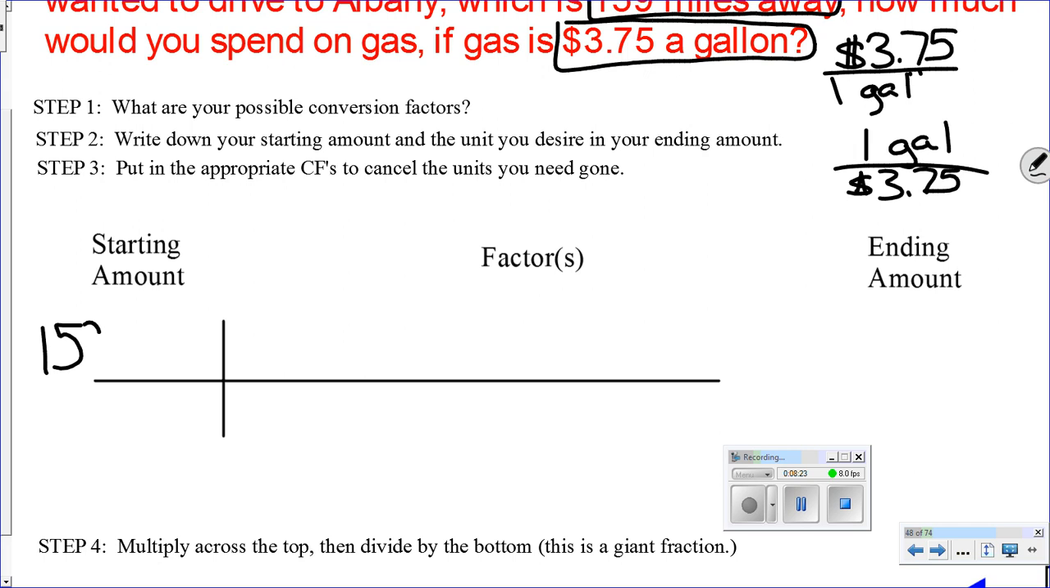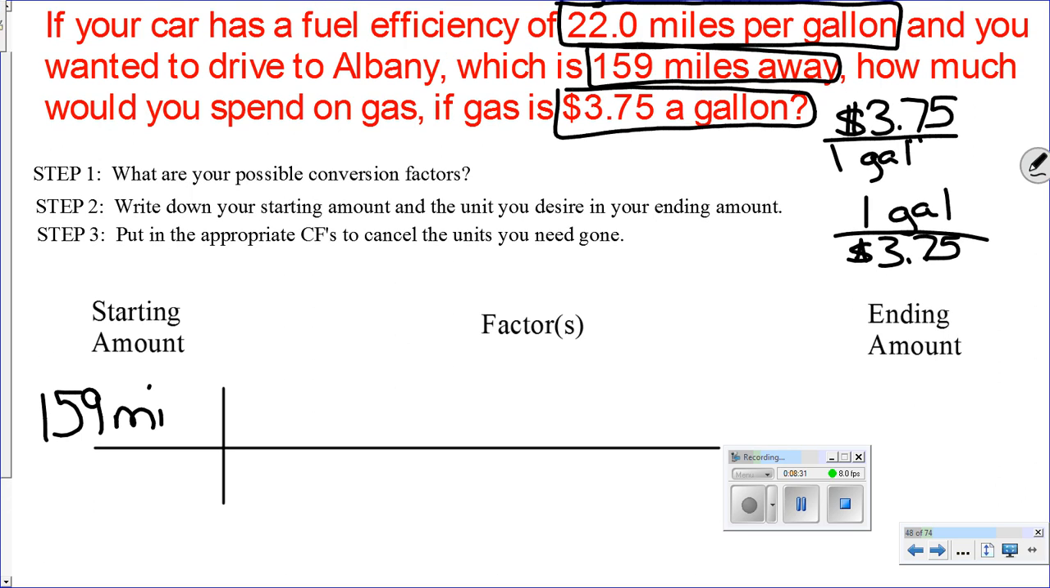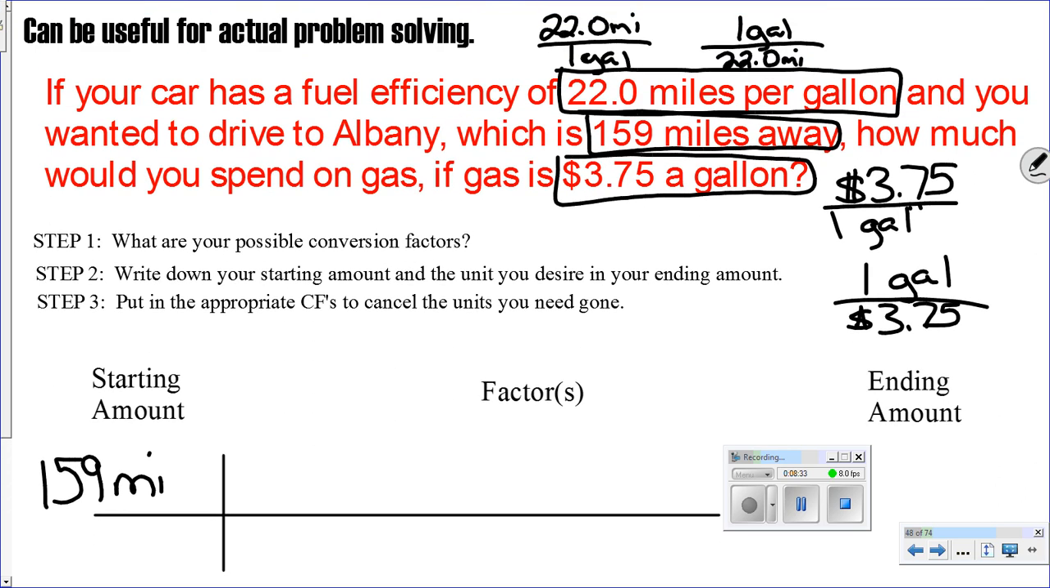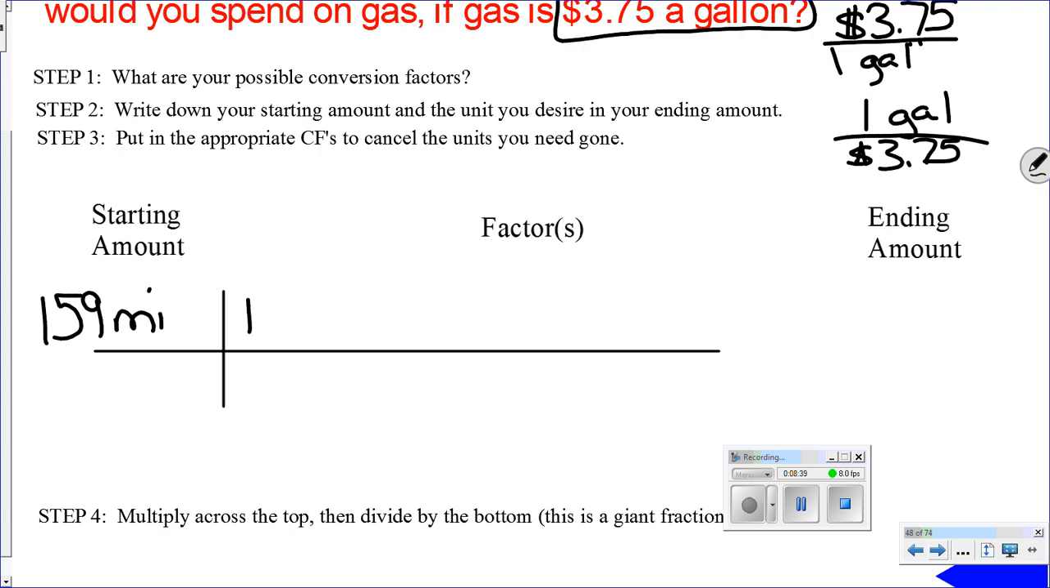So I'm going to start with 159 miles. Now I need to get rid of miles. So I need miles on the bottom. So then I say to myself, okay, I've got miles on the bottom in this conversion factor. So I'm going to go 1 gallon over 22.0 miles.